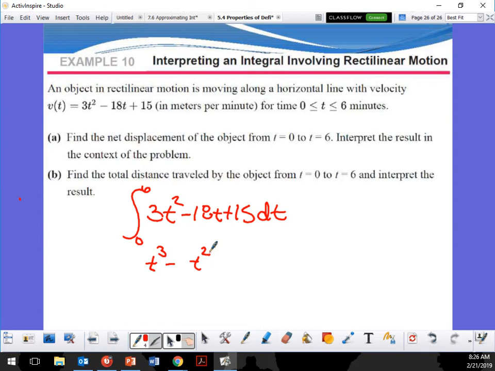So 18 divided... Okay, so you ready? So when this goes t squared, isn't it over 2? Yeah. And so what's 18 divided by 2? The one before that, doesn't this become t cubed over 3? Yeah. What's 3 divided by 3? That's where that goes. All right, then it's going to be plus 15t from 0 to 6.